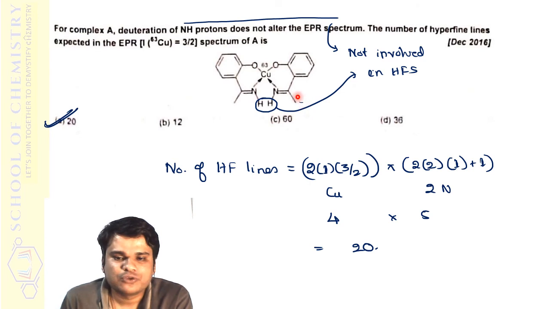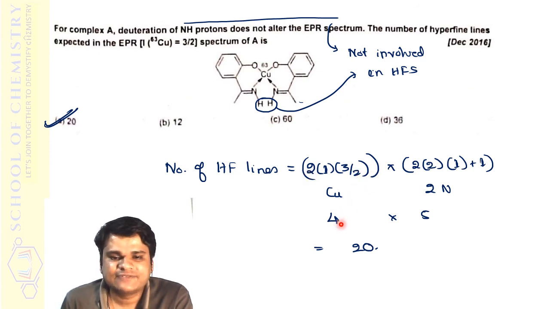a methyl group. For these hydrogens to be involved in coupling will be very difficult, because the unpaired electron will be delocalized over this region, but the unpaired electron coming over to the methyl group is a very rare scenario. So these methyl group hydrogens will not involve in coupling. So hyperfine coupling will be due to copper as well as these two nitrogens.